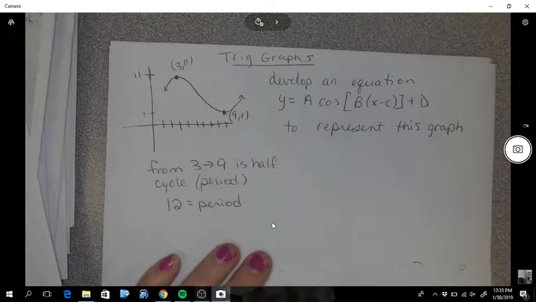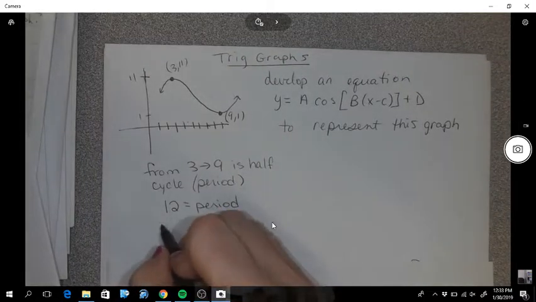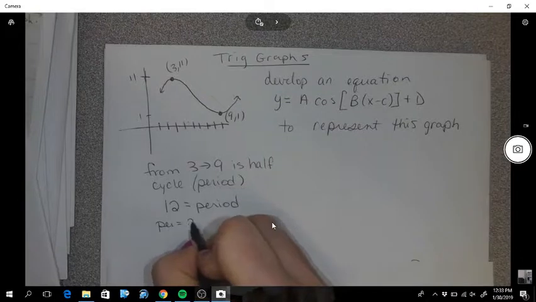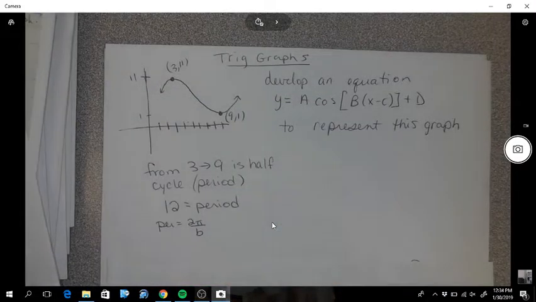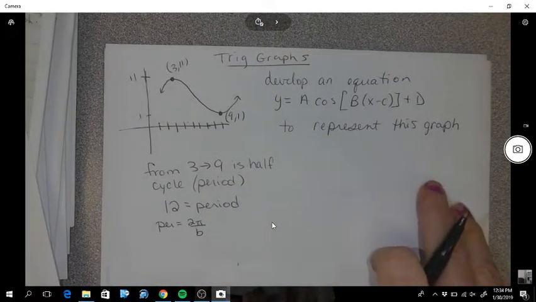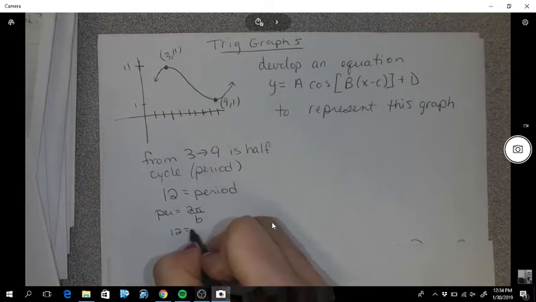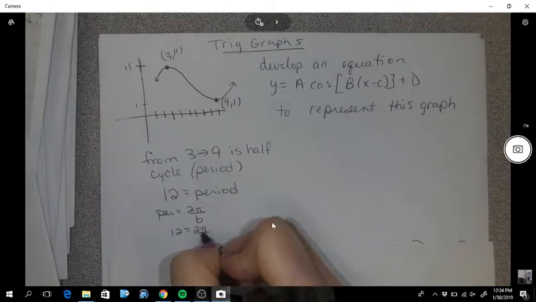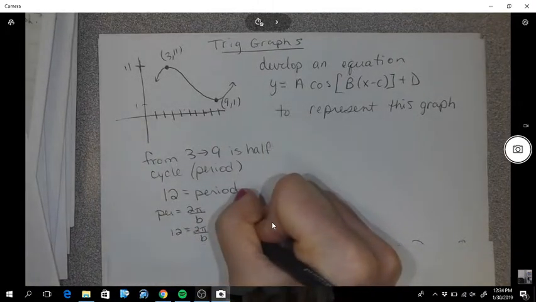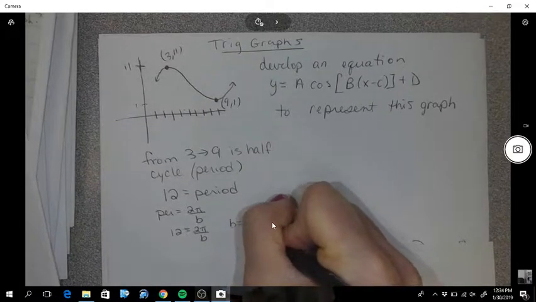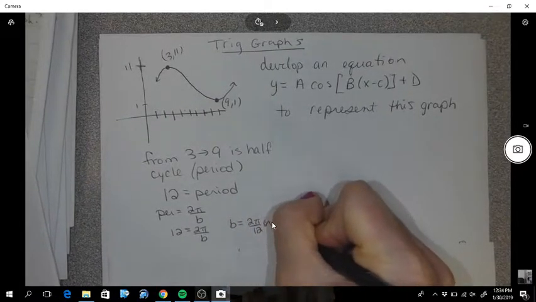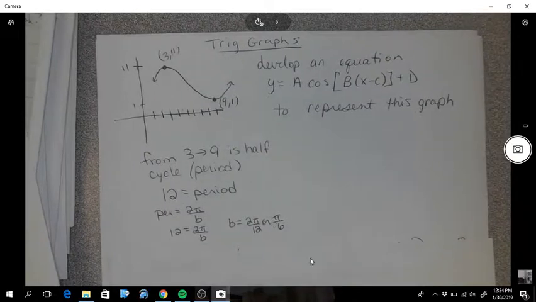Okay, so how do we get the b value? The period equals 2 pi over b, the compression. So 12 equals 2 pi over b, therefore b equals 2 pi over 12, or pi over 6.